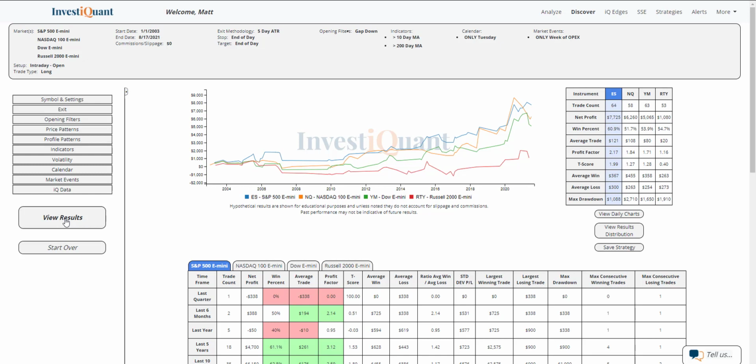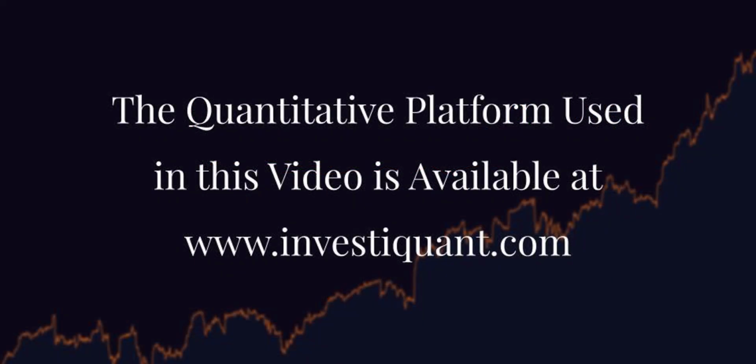So historically speaking, the win rates haven't been all that great on all four of them. They've been decent on the S&P, but even when they're not, the moves have been a little bit bigger to the upside on average.